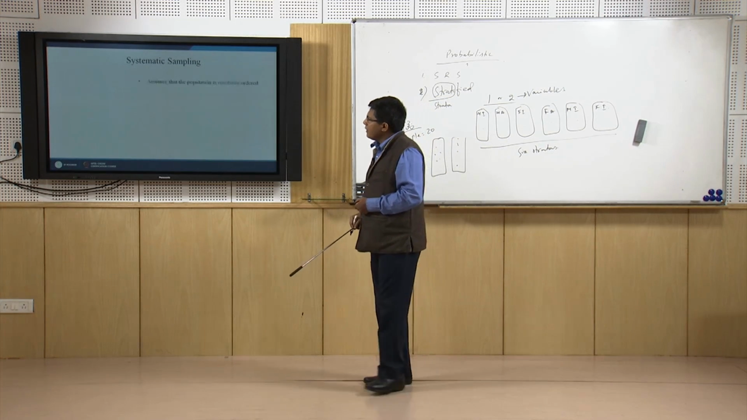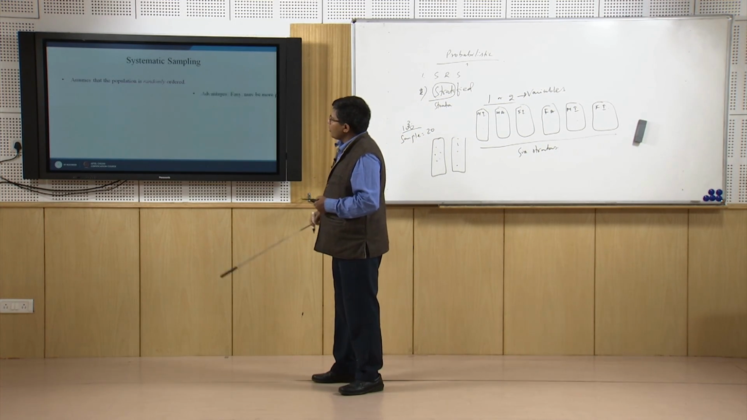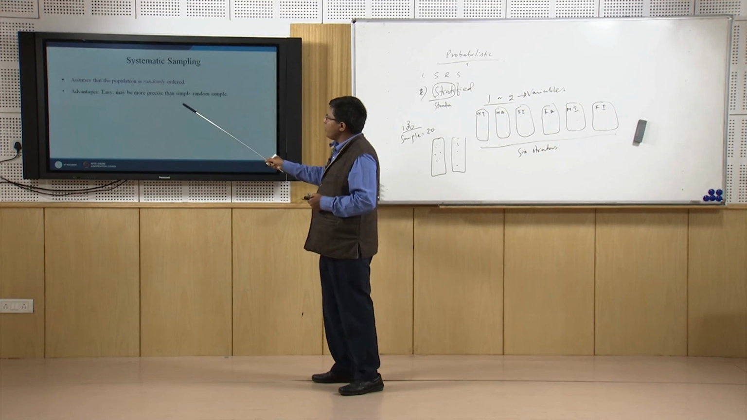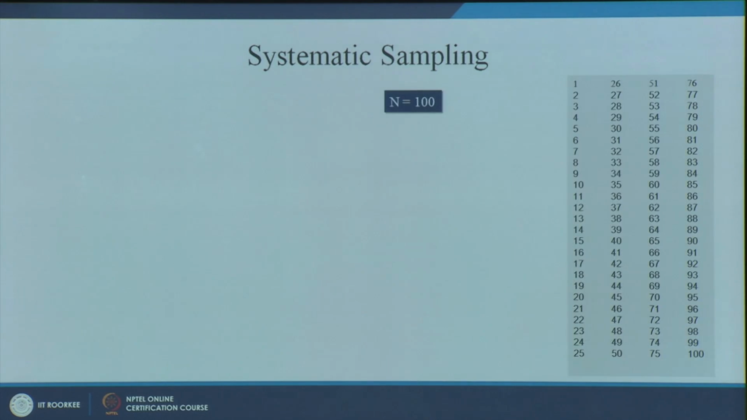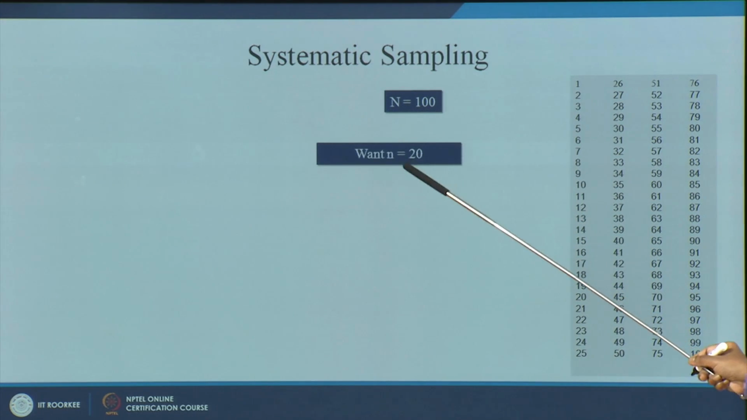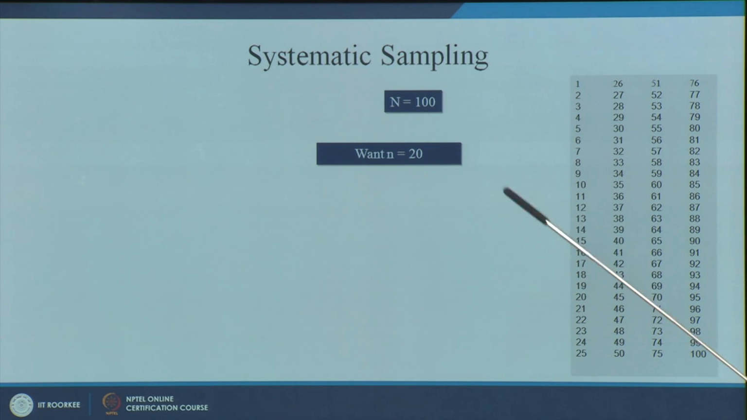Let us see this. The population is randomly ordered, it is easy and more precise. Generally it comes after simple random sampling. If you take a graduation, this is the second one. So, let us take this case. There are 100 total respondents in a library. The study wants 20 of them to be pulled out as a sample. This population is 100.